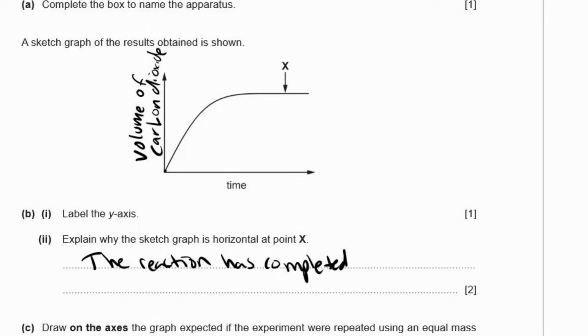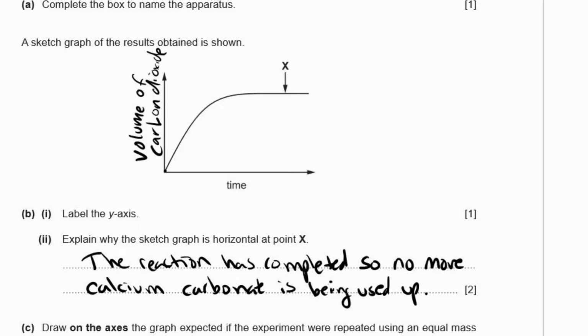What does that mean? This is explain. It's a 2-mark question. That is certainly not 2 marks worth. Well, the reaction is completed because there's no more calcium carbonate to be used. The reaction has completed, so no more calcium carbonate is being used up. Okay, you can't just say the reaction has completed because there's no more carbon dioxide being produced, because no more carbon dioxide being produced means the reaction has completed. So by saying the reactants have been used up, that's explaining why the reaction is finished.